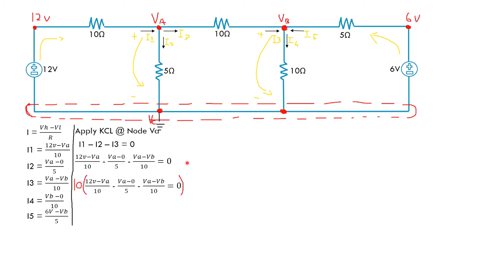Okay, so we can solve the equation by multiplying by 10 to make it easier to clear all the denominators. After we calculate, we get 12 minus VA minus 2VA minus VA minus VB equal to 0. And the last answer is 4VA minus VB equal to 12. Okay, this is our first equation. Now we're going to apply the KCL for node B.